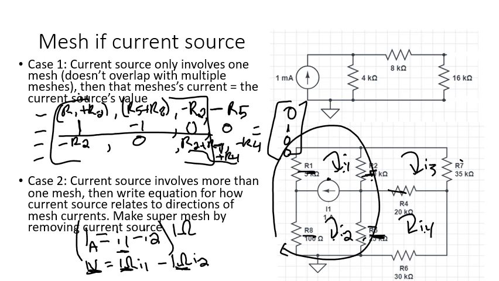Then my last mesh, which was I4's mesh, would be positive R4, R5, and R6. So R4 plus R5 plus R6 for that last term. And what overlaps with I1? Actually nothing. What overlaps with I2 is R5, negative for it, since that's not the loop I'm in. I3 is negative R4. So that would be my whole matrix for these. So I still can solve them with mesh analysis. I just have to be careful of that current source.